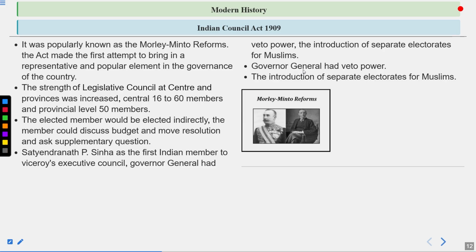Like, if they have given us the power to ask supplementary questions and move resolutions, they have already increased their own power by adding the veto power to the Governor General. So that if we Indians do something that is not in their favor, they can directly use the veto power and suppress that particular law.